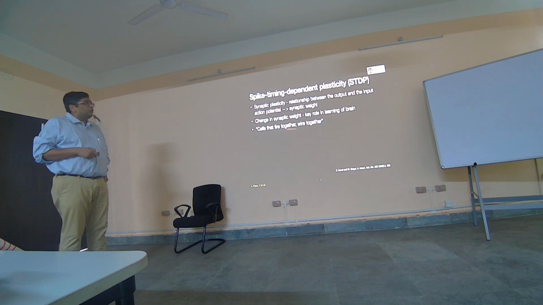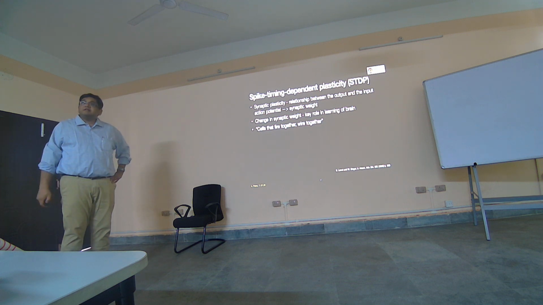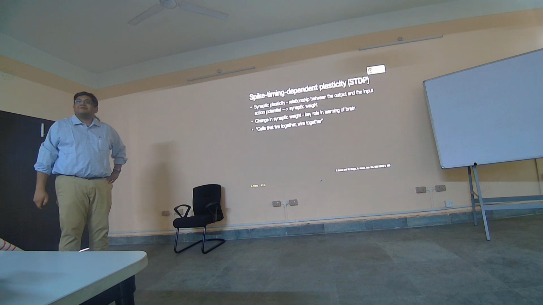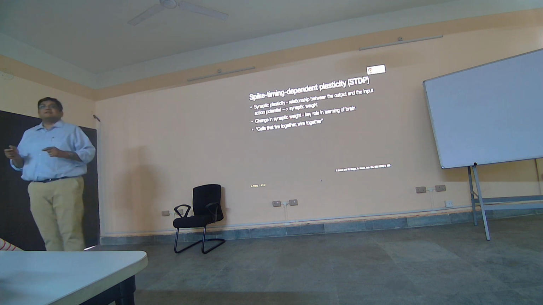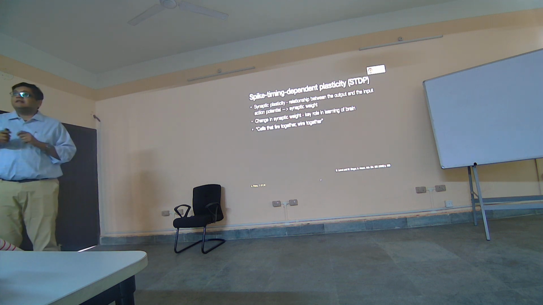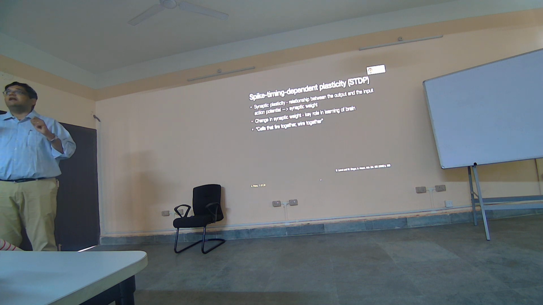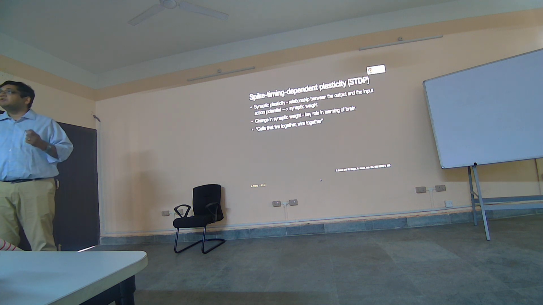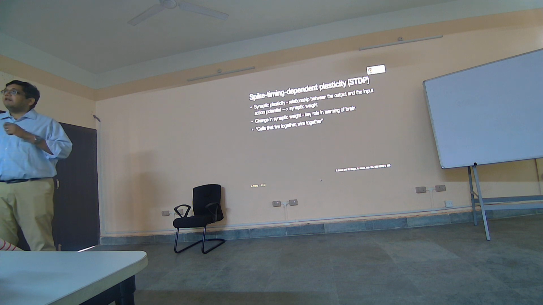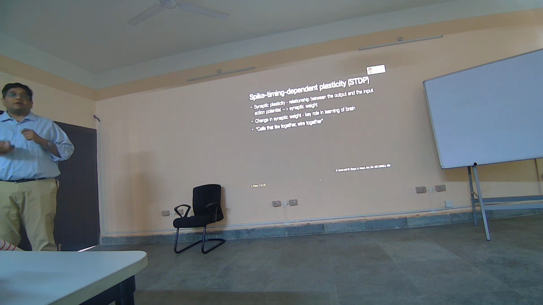And I took this quote from that paper, which says that cells that fire together wire together. So when two neurons are causal, you'll see that they will have a very high weight between them. If I'm designing the neural system, I will ensure that they have a large synaptic weight between that input.